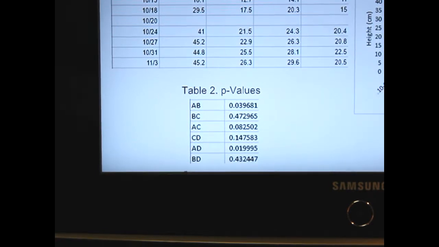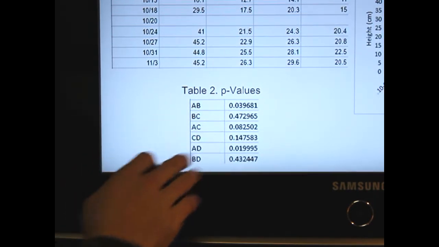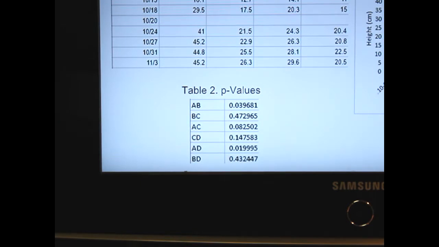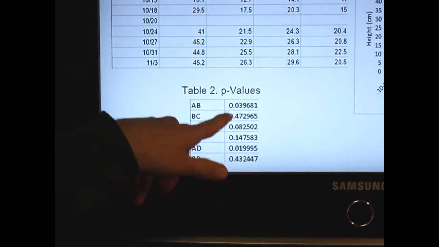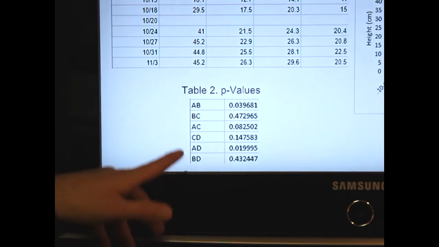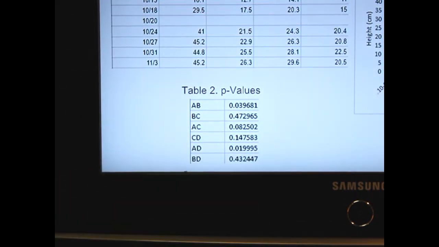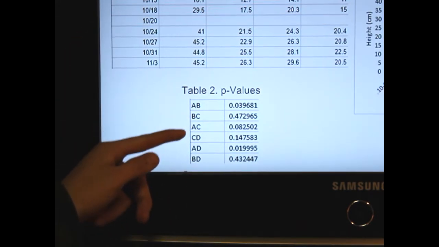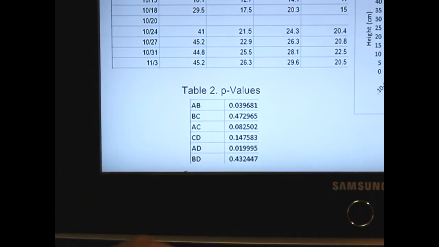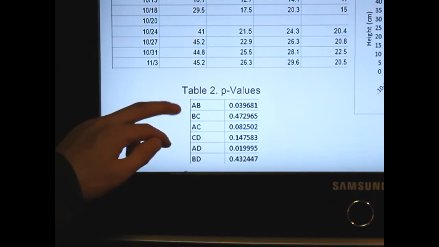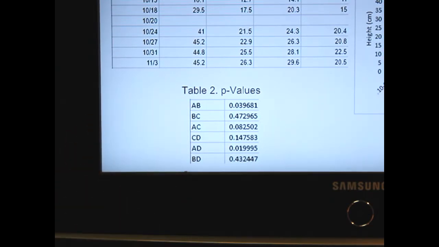So as you can see, in A to B, there's a pretty large difference. It's under 0.05. It's at 0.039. And A to D is our only other value that's below that 0.05 cutoff. All the other values, comparing B to C, A to C, C to D, and B to D, there's not much difference in those plant growths, but A to B and A to D, there's a great difference.